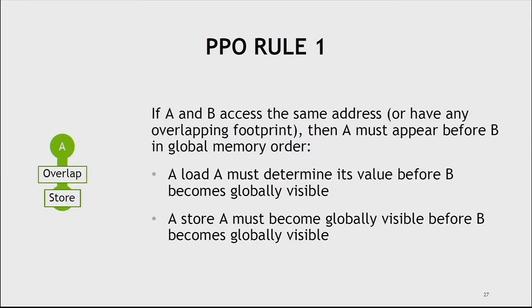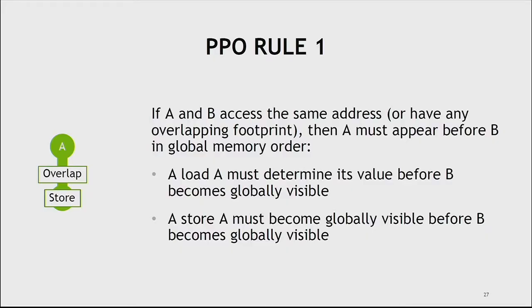OK, so the first one is when A and B are either to the same address or are to overlapping footprints. If we want to not get into all the complexity of mixed size, let's just say that they are 2 accesses to the same address, and B is a store. In that case, you don't need any other kind of synchronization at all. You can just, by rule, A would have to appear before B in preserved program order, and hence in the global memory order. That one's pretty straightforward.